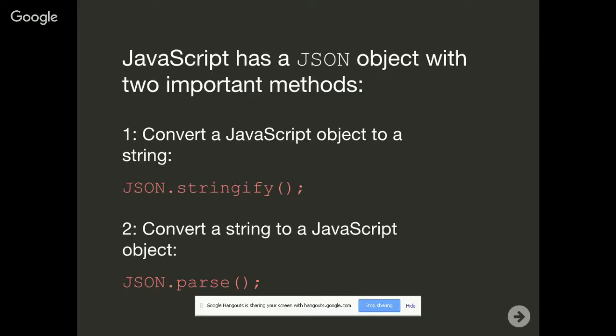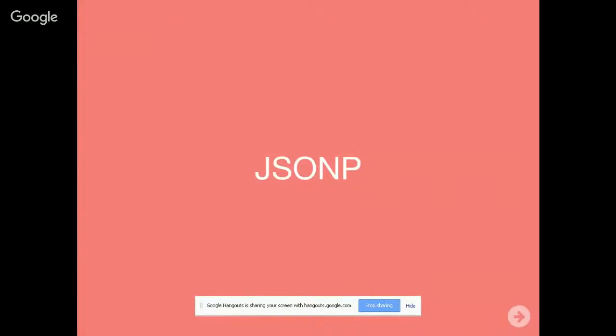Okay, so there are methods to convert back and forth between string and JavaScript. To convert a JavaScript object to a string, you use the method cleverly named stringify. Or to convert the string to JavaScript, you're going to use parse. So when we're getting the JSON from the server, we're going to use parse to convert it to JavaScript.